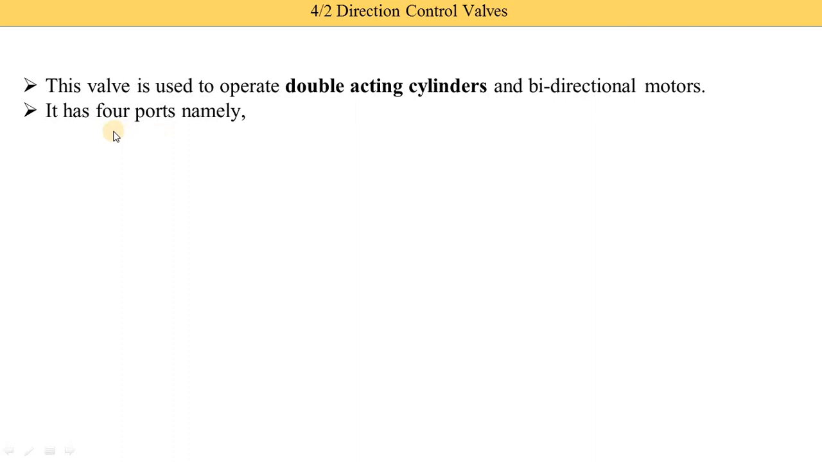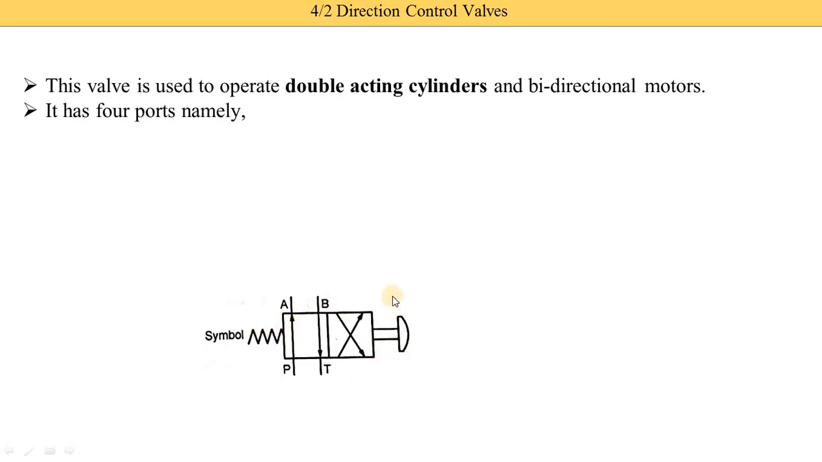So 4x2 direction control valve, or 4x2 DCV, has 4 ports. Here you see the symbol of the 4x2 DCV. The first digit 4 indicates that it has 4 ports, and 2 means that 2 positions are possible. For the 2 positions we need to draw 2 squares, and this is the symbol of a spring, which means it is a spring return type, and this is the symbol of the push button.